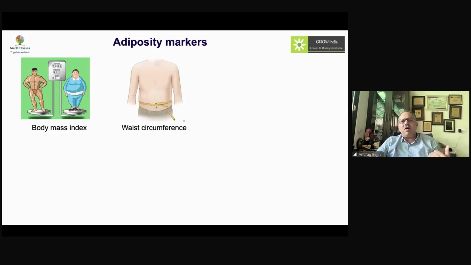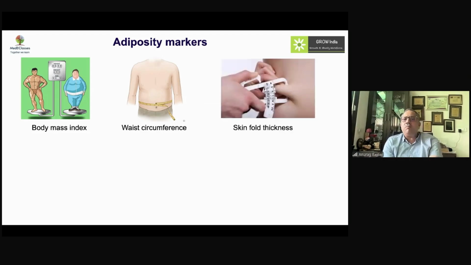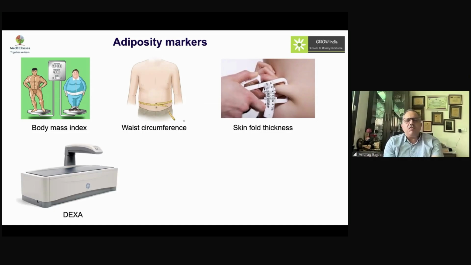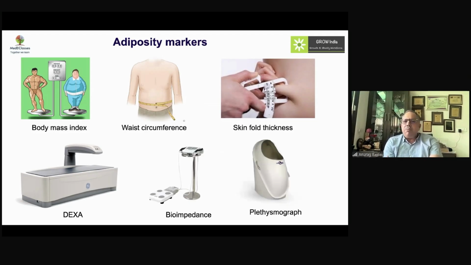So we need to think of other parameters which can give you information, including waist circumference, which provides information about regional obesity, and skin fold thickness, again about focal increase in terms of weight. The gold standards include the DEXA scan, which provides you the exact fat percentage, bioimpedance, or plethysmography, which are not clinically available. So which parameter should we use?